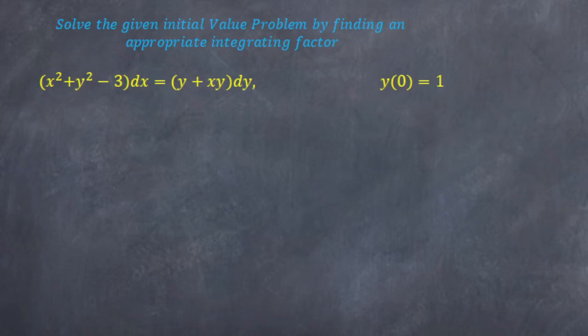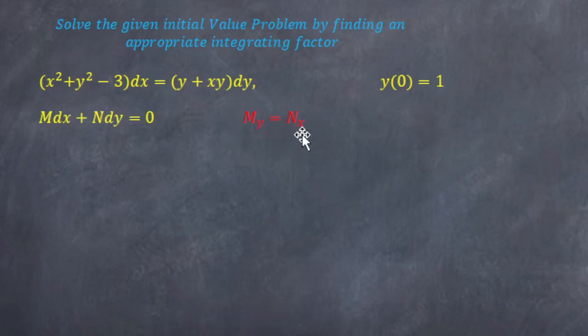And if it's not exact, we'll try to make it exact by finding an integrating factor and multiplying that to our original differential equation, if it's possible. And later, we'll try to find a solution to that. Now, what we need to know about an exact differential equation is that for a DE to be called exact, this equation here should be satisfied.